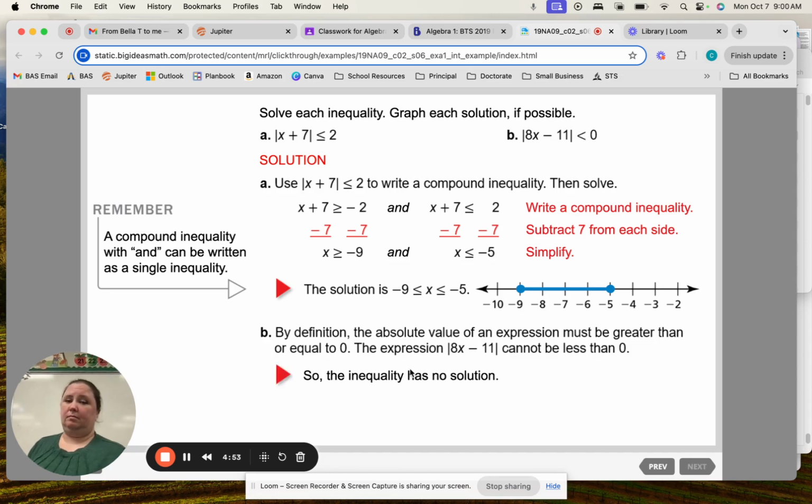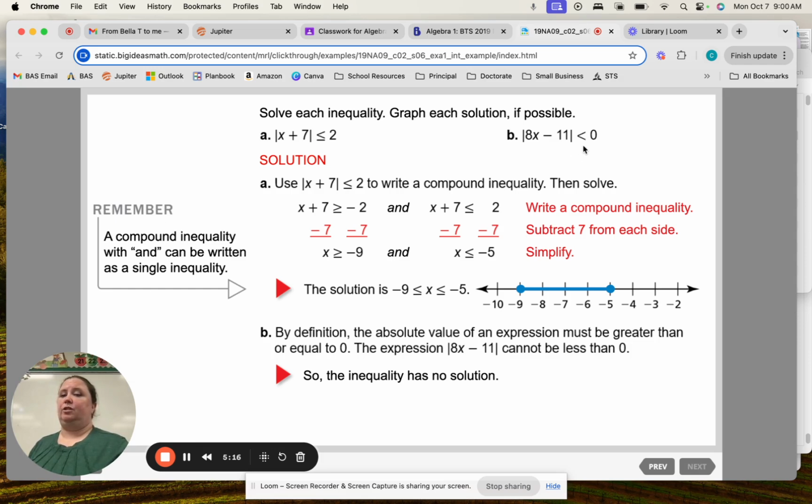So this is only 1. So you don't actually have to solve this one. Oh, wait, what? No solution. Oh, I see. Remember, we can't have a negative number when it has the absolute value. It's not less than or equal to, it's just less than, so we can't have a negative answer. So you would just say no solution.